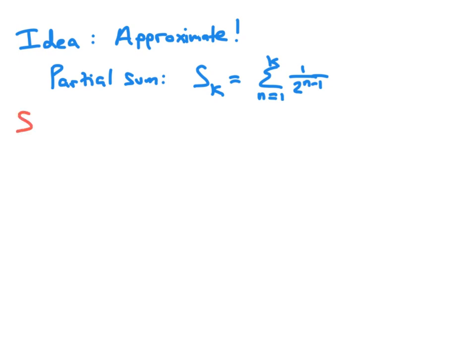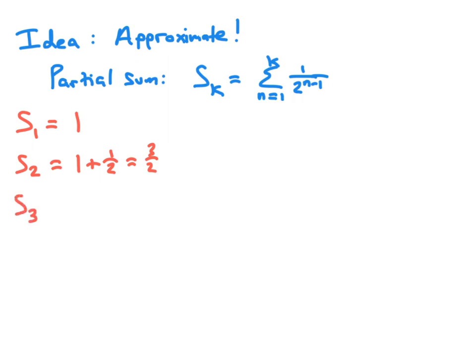So for example, S sub 1 for this particular series is the sum of one term of the series, and our first term we know is 1. And so S sub 1, that partial sum, is simply the number 1. S sub 2 is the sum of the first 2 terms of our series. It's the sum n equal 1 to 2 of 1/2 to the n minus 1. And this would be 1 plus 1/2, which we know is equal to 3/2.